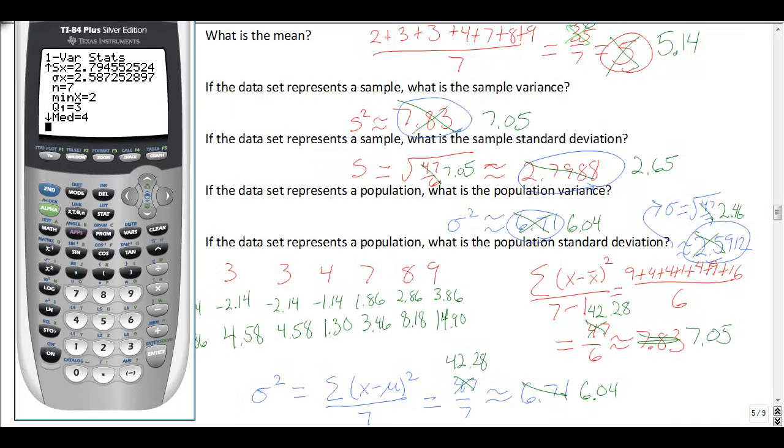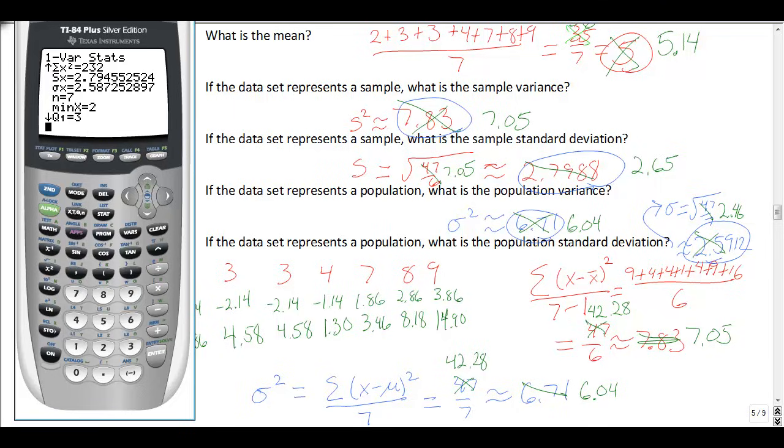As I go down, note there's a couple other things, like the median is 4. It doesn't give you the mode. So it gives you the median as well. And then this is your 5-number summary. Here your minimum, your Q1, first quartile split off, median, third quartile split off, and then the max.